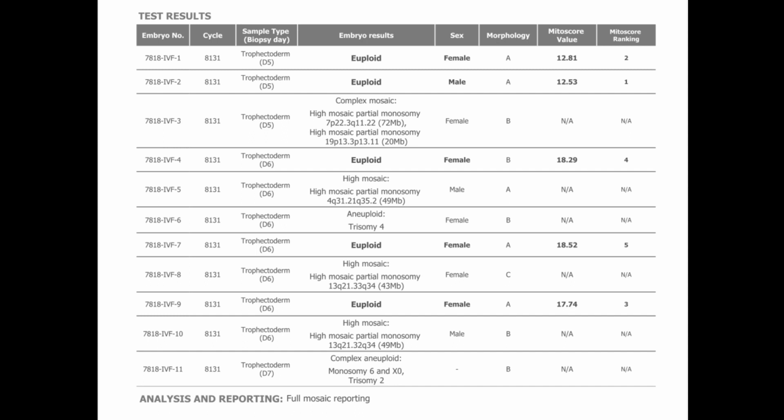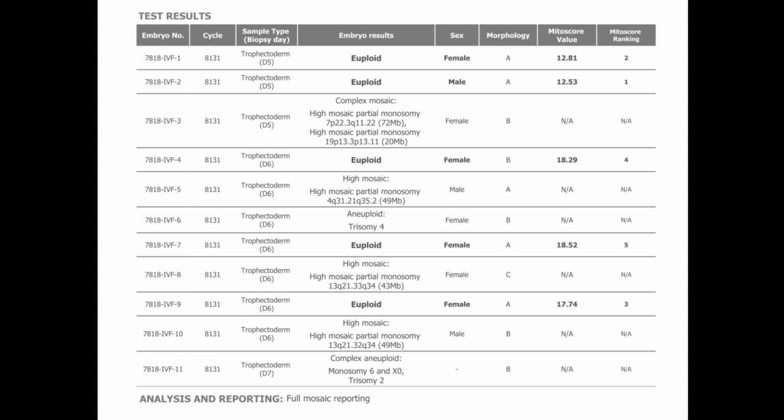So as you can see, just looking at the Euploid embryos that I have, we have a Mitoscore of 12.81, 12.53, 18.29, 18.52, and 17.74. So luckily for me, all of those scores are below 25, which I'm hoping gives me that 85.2% or higher pregnancy rate possibility. And then the ranking, they just put them in order from best, going from best and so on.